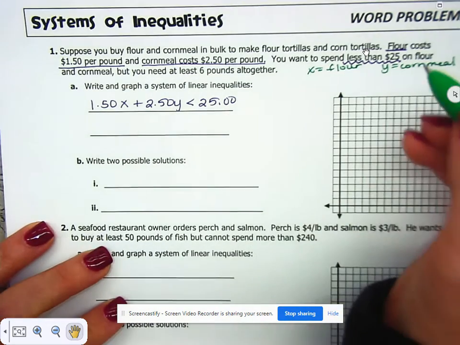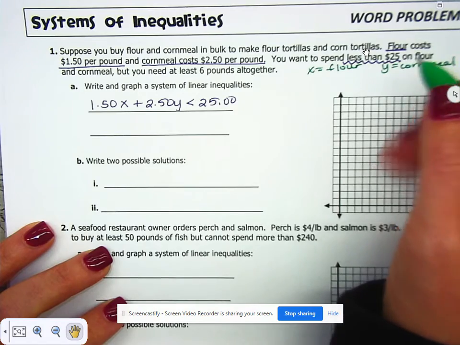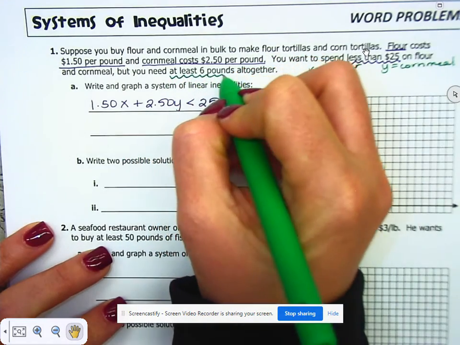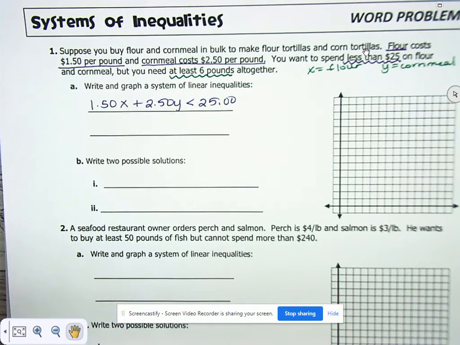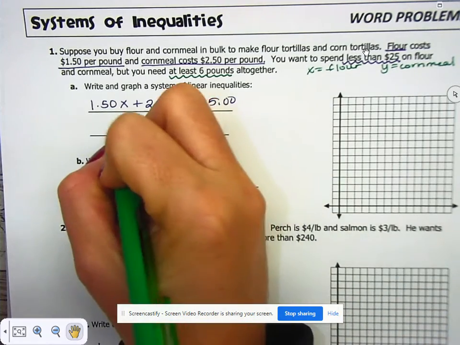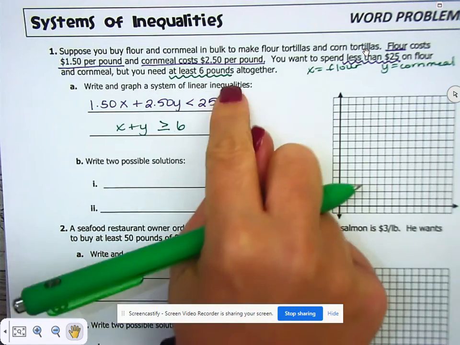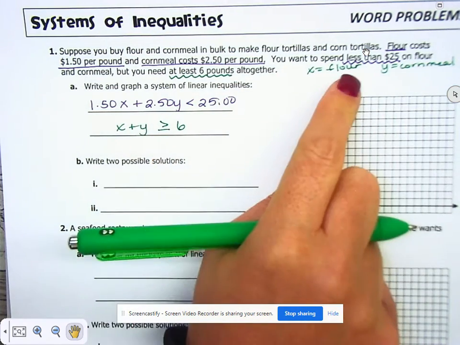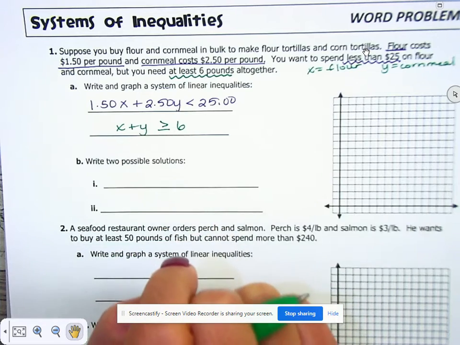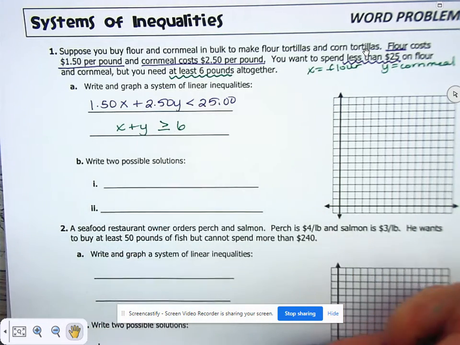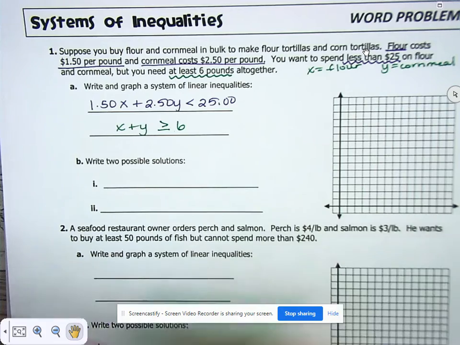Now our second equation, we're going to keep reading. It says you need at least 6 pounds altogether. Think about it: if I say you have at least $5, does that mean you have less than $5, or can you have more than $5? So at least is your bottom line. If it says at least 6 pounds altogether, then when we add them together, we want that to be greater than or equal to 6. At least 6 does include 6, so that's why it's equal to, but less than 25 does not include 25, so that's why it does not have an equal to sign there.